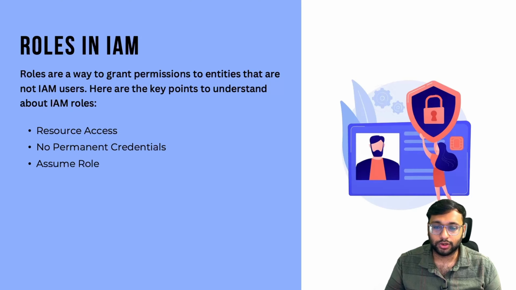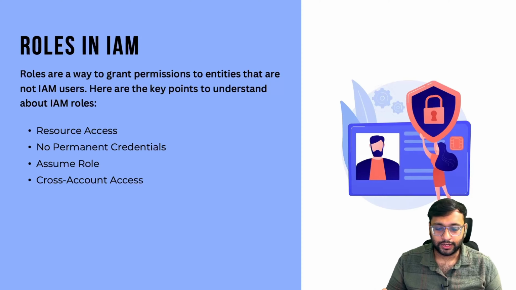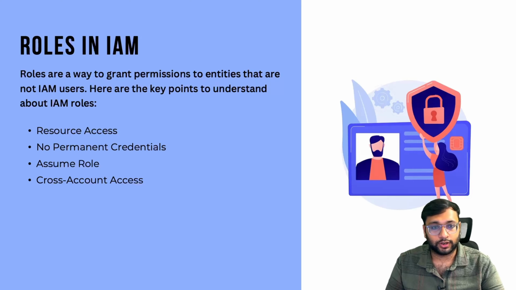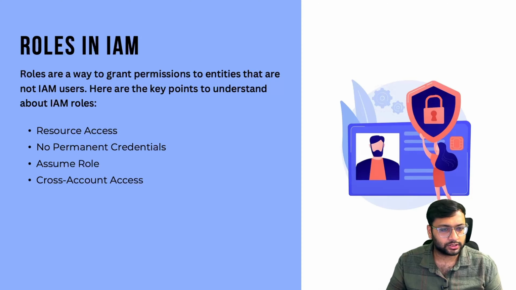Next, assume role. As I told you, a particular resource will be assuming a role and then doing the tasks on your behalf. This is how roles work in IAM. Next, we have cross account access. Let us say we have a role in account 1 on AWS, then it can easily manage the resources of account 2 as well, which is registered on AWS. That can be done using the organization's concept. We'll understand that later.